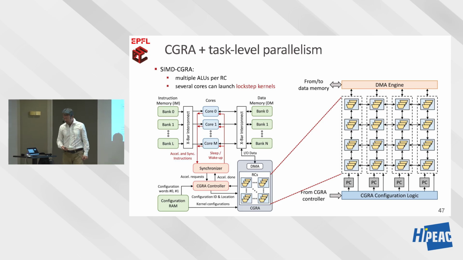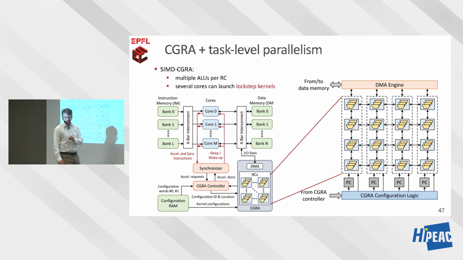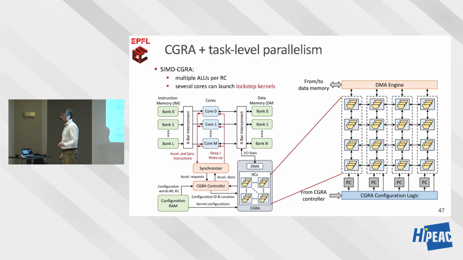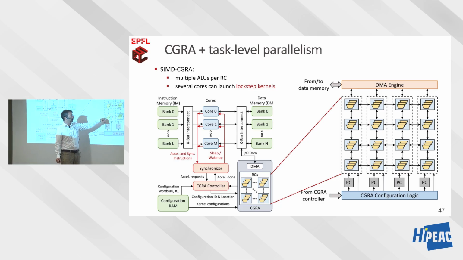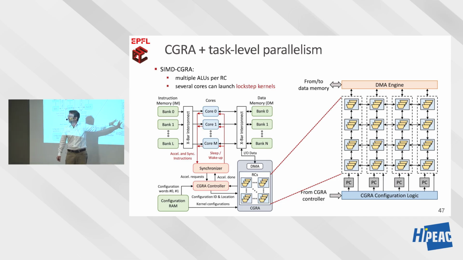Then we got even more ambitious, and we said, okay, we can have execution in lockstep among multiple processors. Why can't we have execution in lockstep even on the CGRA, so that we are mapping the same acceleration on different data using some specialized hardware? Actually, it turns out that you can do that by providing multiple ALUs inside each processing element, and these multiple ALUs share the same configuration words.